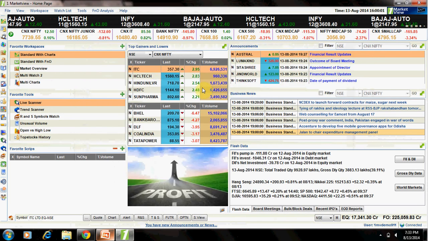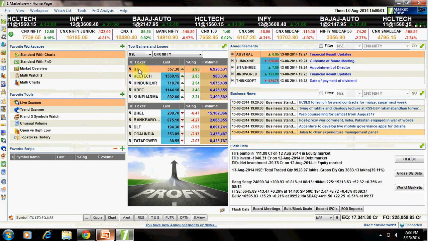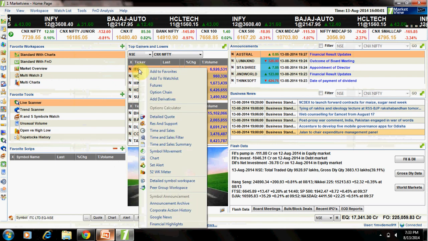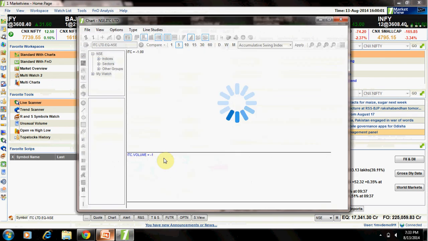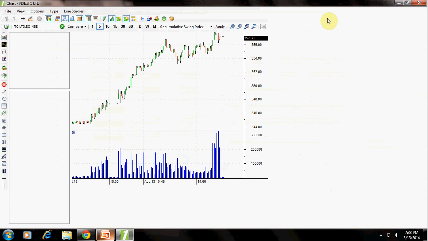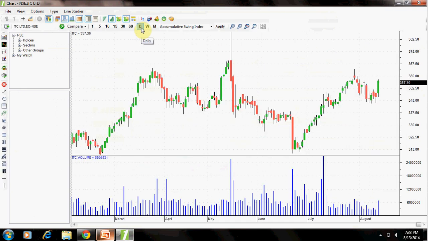I'll tell you one more time: just press any symbol here, right click and go to the charts. Your chart should be loading here. Just expand it, press H. By default it would be 5, which is a 5 minute chart, but now we are going to do something with respect to daily. So just press D. You have line charts, candlestick charts and bar charts, all the icons on the left hand side.